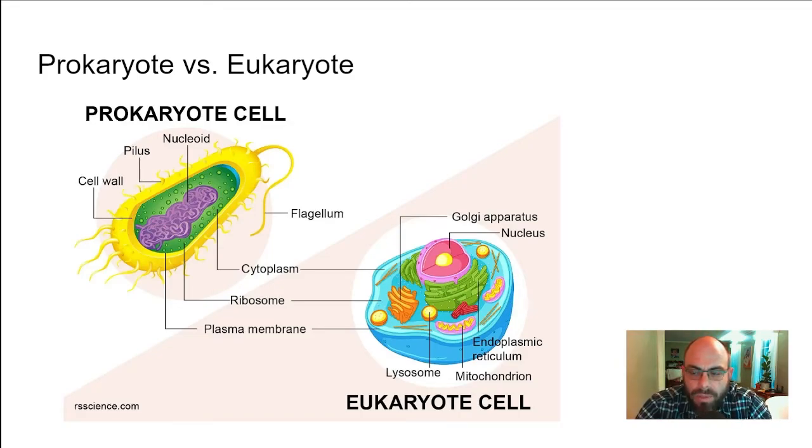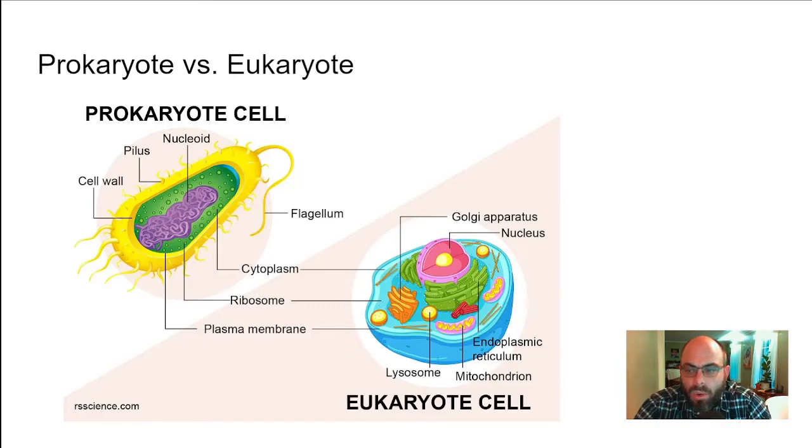Here's two kinds of cells: prokaryotes and eukaryotes. What do they have? Well, let's talk about them separately. The word prokaryote literally means before nucleus. And so these are organisms that came around before the nucleus did, and so they don't have one. So their main characteristics is they have no nucleus. They have no membrane-bound organelles.